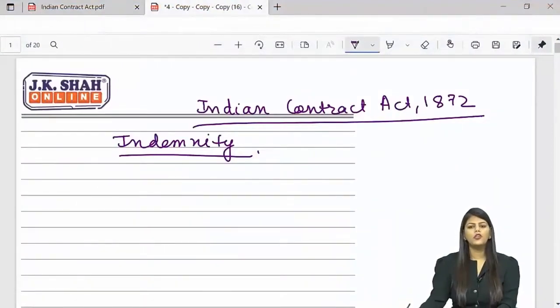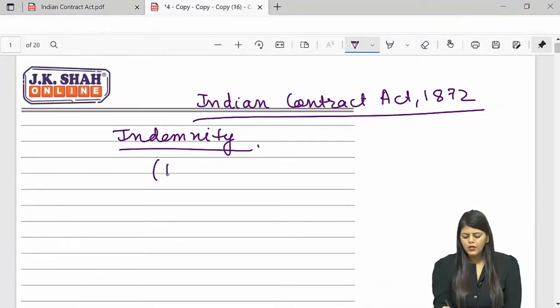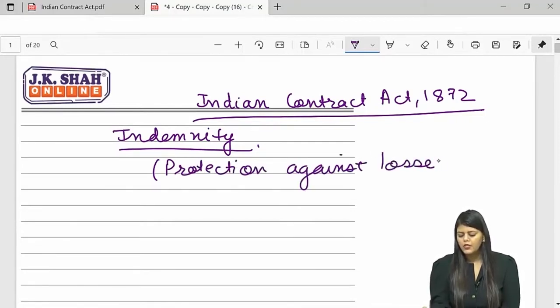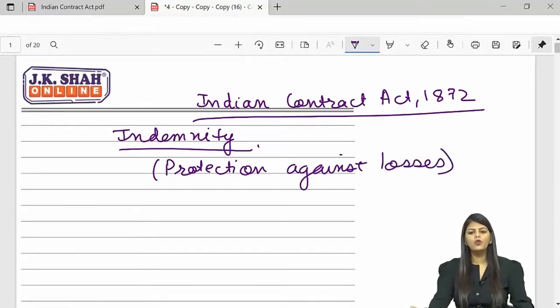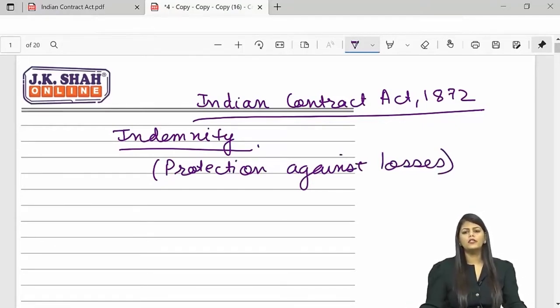So, Indian Contract Act 1872, indemnity. In simple words, indemnity is nothing but protection against losses, that is, to make good the loss. Now what exactly is making good the loss? I will take one example and you will be very clear here.